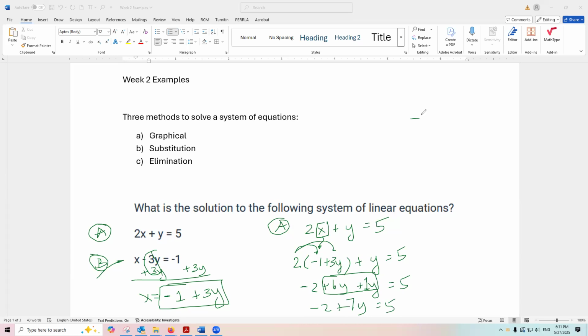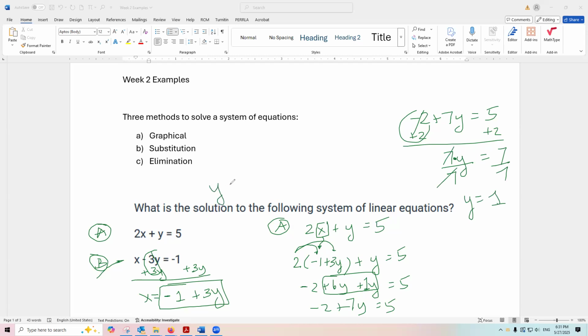Let me write it up here. -2 plus 7y equals 5. I'm going to add 2 to both sides because I want to get the numbers all together on the right-hand side. 7y equals 7. I want to get y by itself. Right now, y is being multiplied by 7. If I want to get y by itself, I can divide both sides by 7. y equals 1. So that's part of the answer, y equals 1.